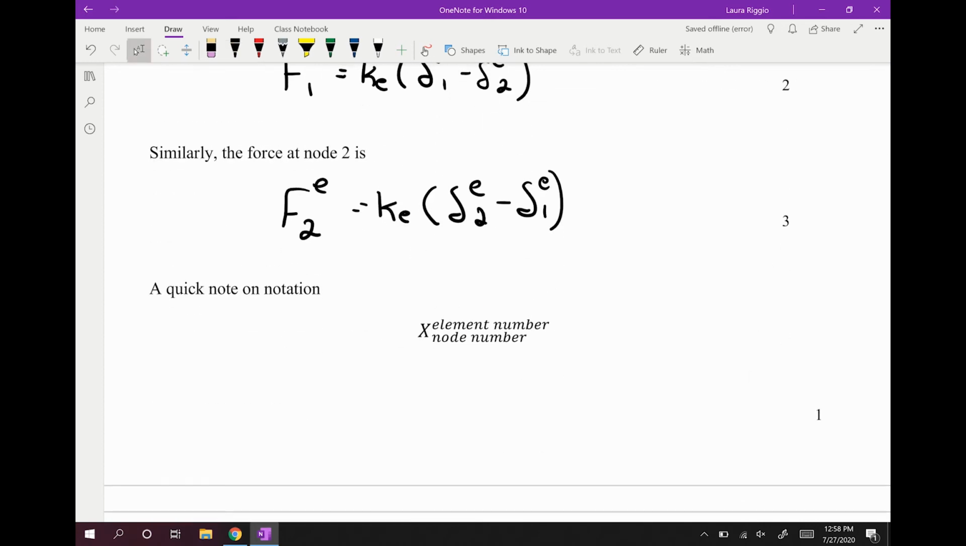So real quickly, some notation here. For example, when I write Fe2, this is the element number, and this is the node number. The node number can only be 1 or 2 at this point in time, and your element number is just which spring you are looking at. In this case, there's only one.